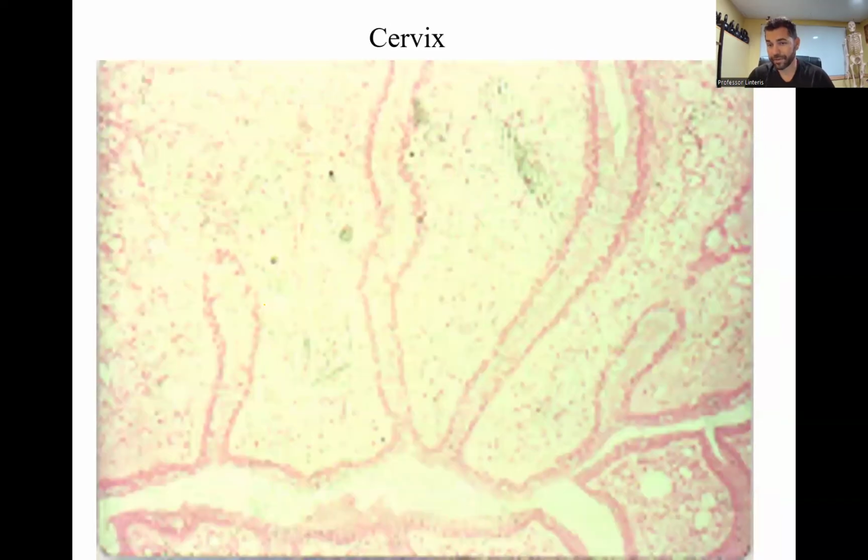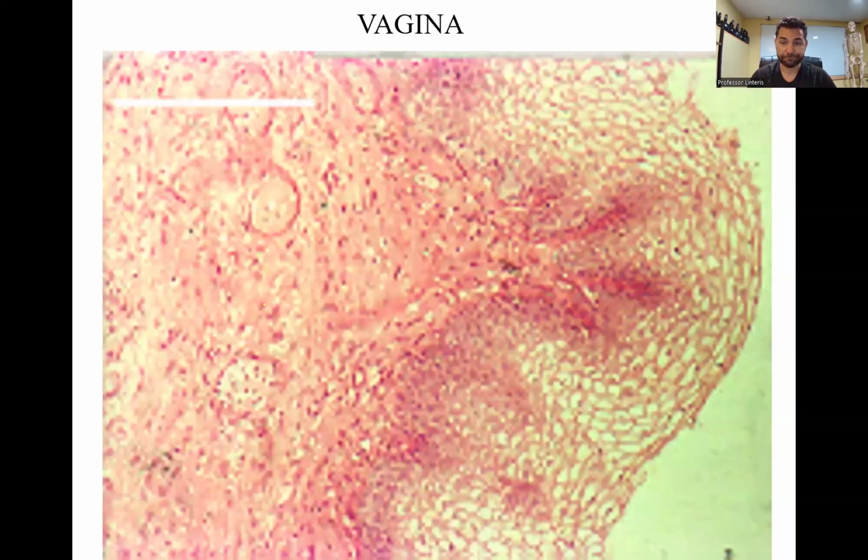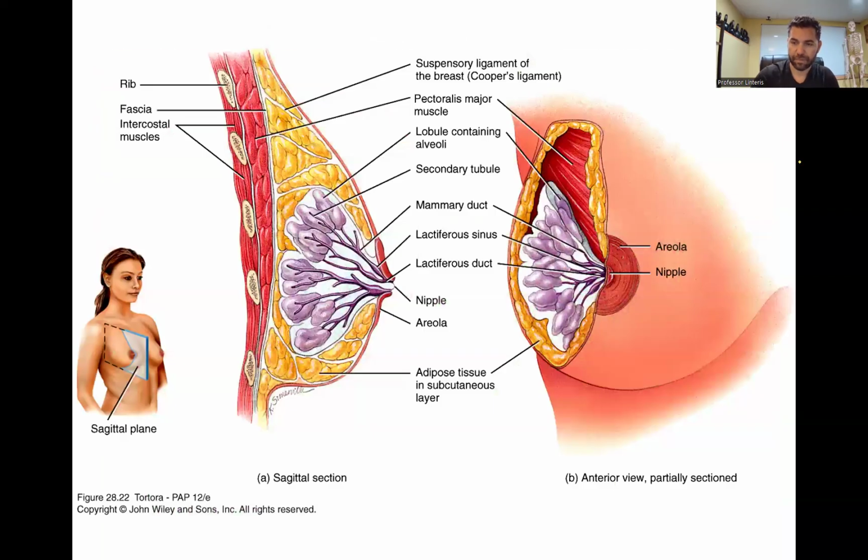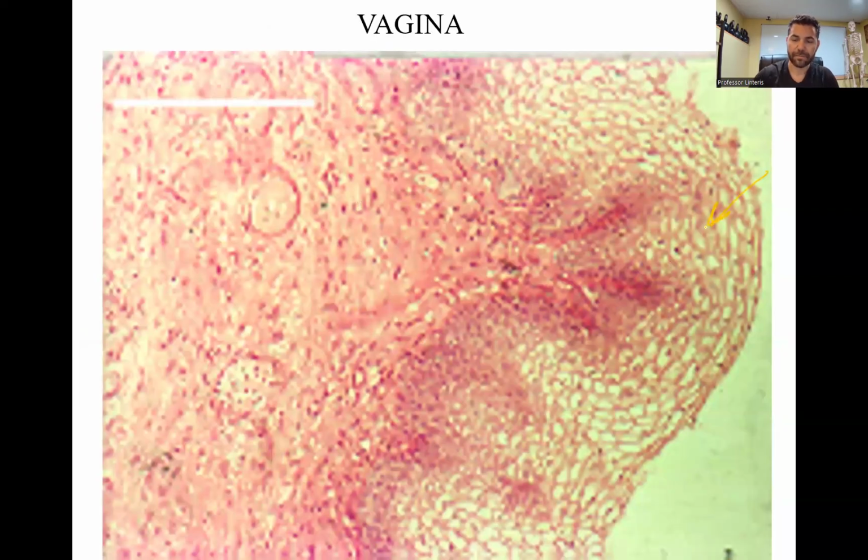This is a picture of the cervix, the entrance or exit to the uterus. This is a picture of the vagina, which has its specialized epithelium that we will probably discuss in lecture. But this is the slide of the vagina.